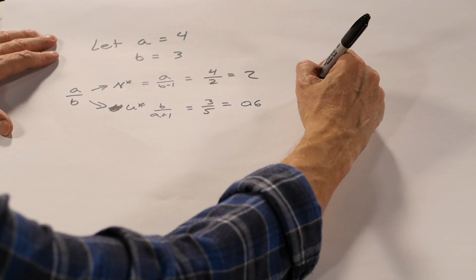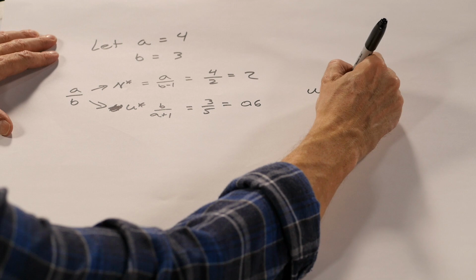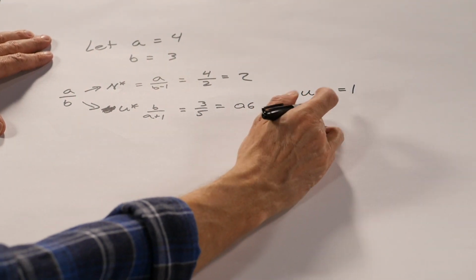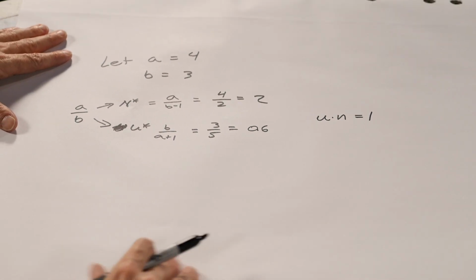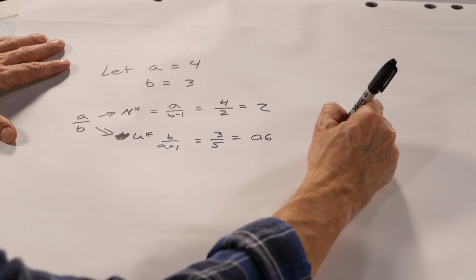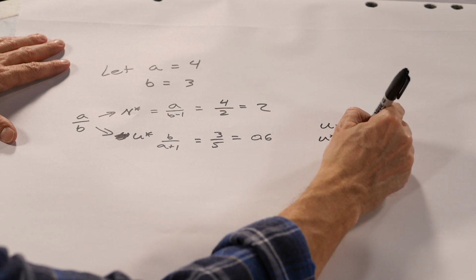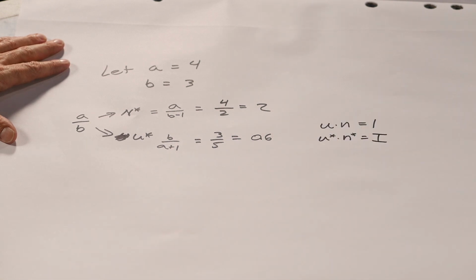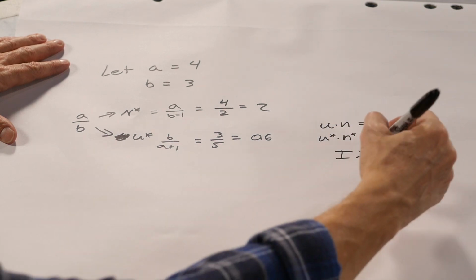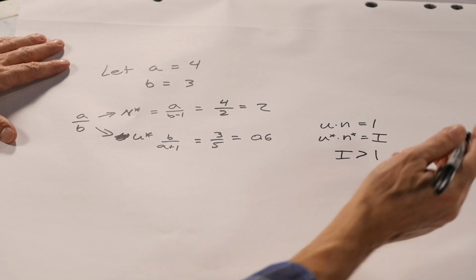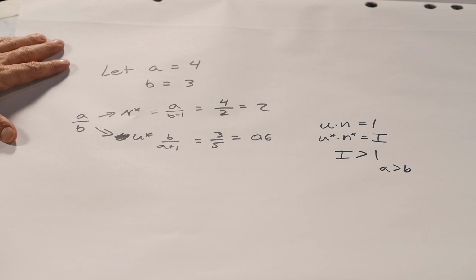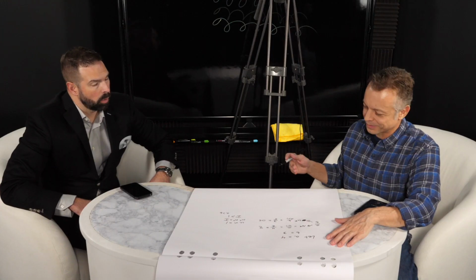Remember, u times n equaled 1, primarily because u and n are reciprocal numbers. So we then need to solve for a similar type thing, but we're going to call it I, the identity constant, where basically I is greater than 1 for all values where a is greater than b. But if a and b are the same, then I would equal 1. Hence, identity constant.